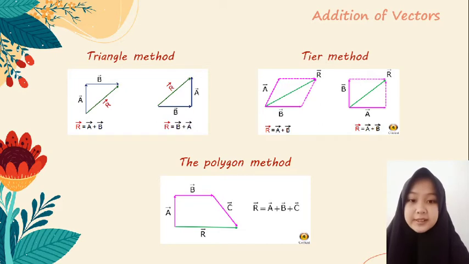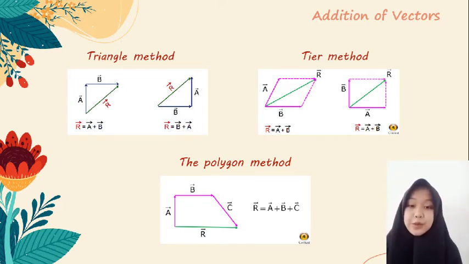Third, addition of vectors. There are several methods that can be used to perform vector addition. Namely, the triangle method for the addition of two vectors, the parallelogram method for the addition of two vectors, and the polygon method for the addition of two or more vectors.